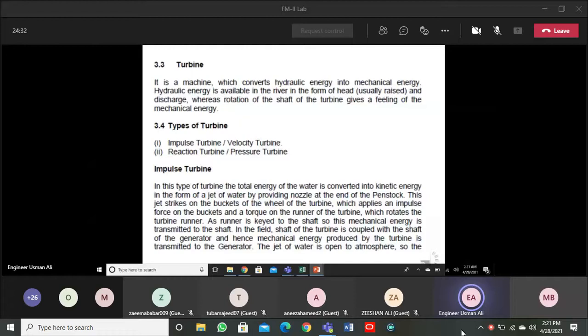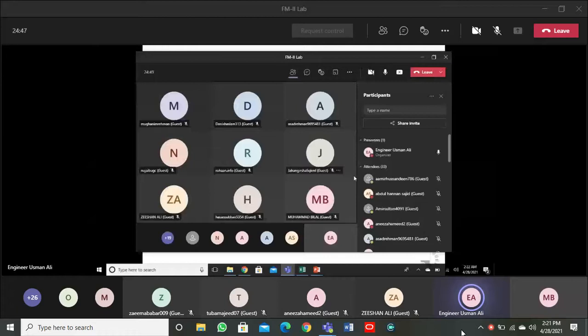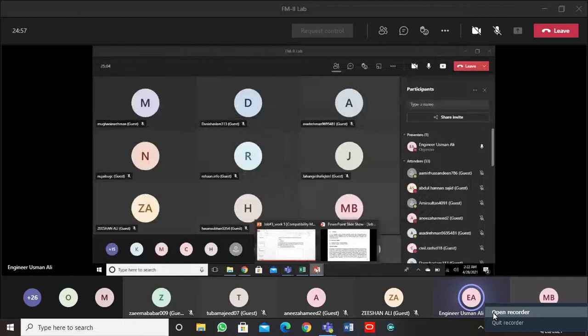The purpose of this nozzle is to convert all the energy of water, either the pressure energy or kinetic energy, into only one form, that is kinetic, and this is done by creating the jet of water. With the help of the nozzle, a jet of water is created, and this jet has very high kinetic energy and very high velocity, and because it is exposed to atmosphere, it has no pressure. So this is how the impulse turbine converts all types of water energy into kinetic energy in the form of a jet of water. And sometimes we have more than one nozzle, more than one jet.